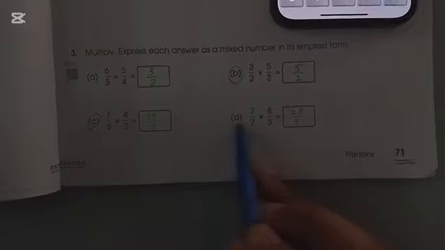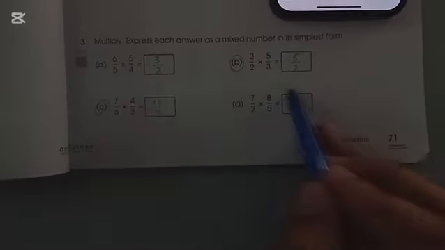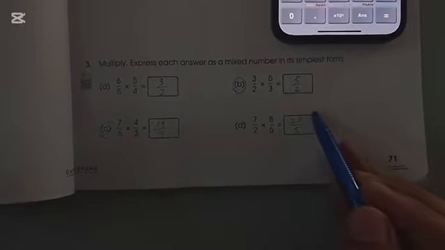Similarly, you can do this question and this question. You just write this in the calculator and this in the calculator and you will get your answers, 14 over 9 and 28 over 5. Moving on to the next page, page number 72. 72 is not in our syllabus.